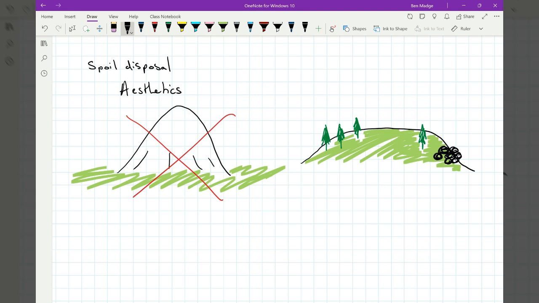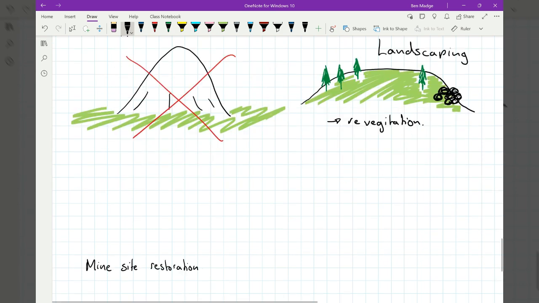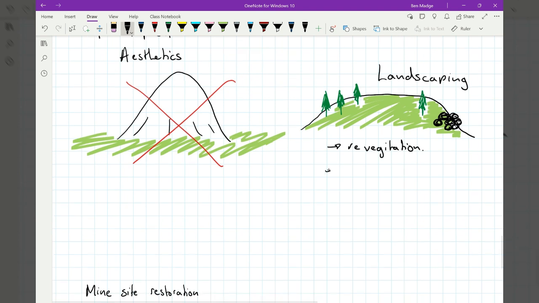So this landscaping and revegetation are how we can improve the aesthetics, make it look more natural and blend into the landscape much more effectively.